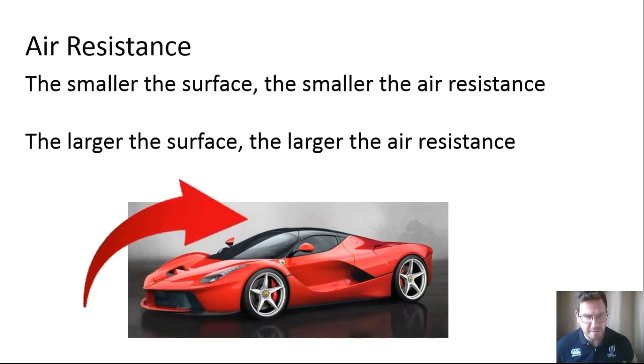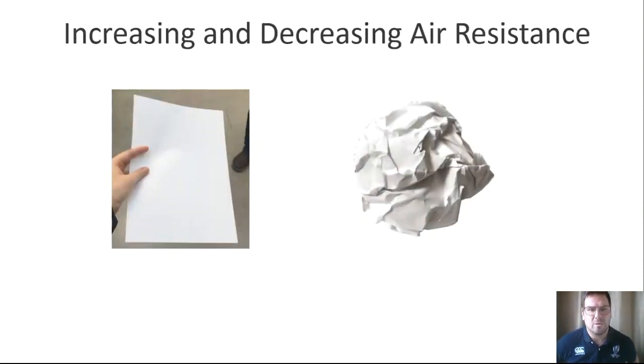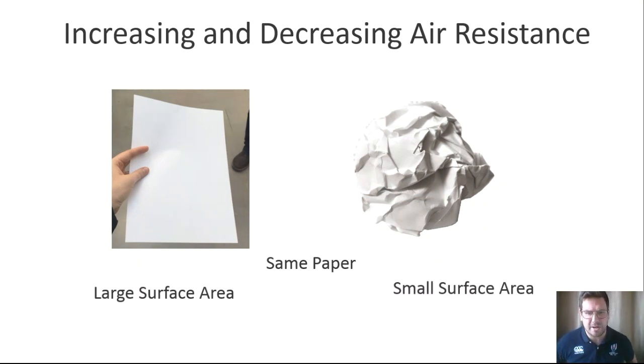Okay? And this shape that allows air to move over it or it doesn't catch air, we can call that streamlined. Okay, so this sports car is streamlined. It lets the air pass through it without catching it. All right, increasing and decreasing air resistance. We have the same piece of paper, okay? One has a large surface area, one has a small surface area. Which one will fall quicker? Okay, the large surface area on the left will fall slower, and the scrunched up ball of paper will fall quicker.